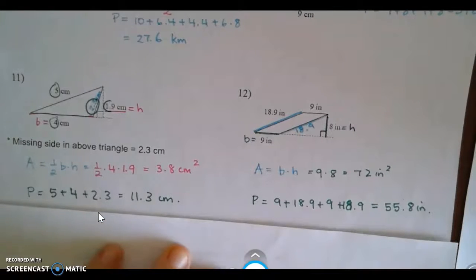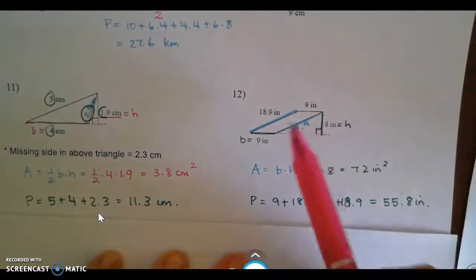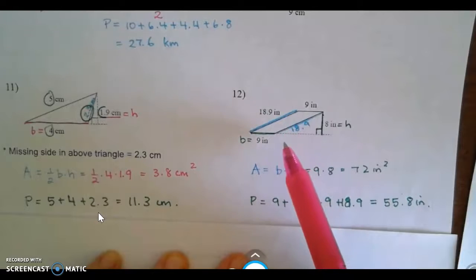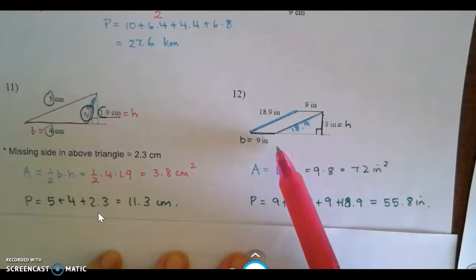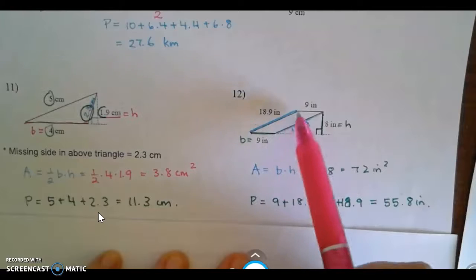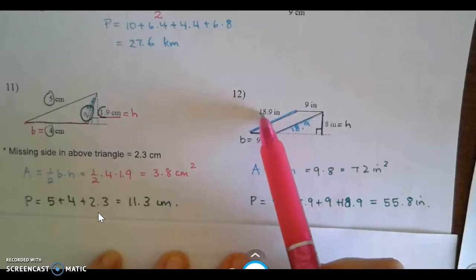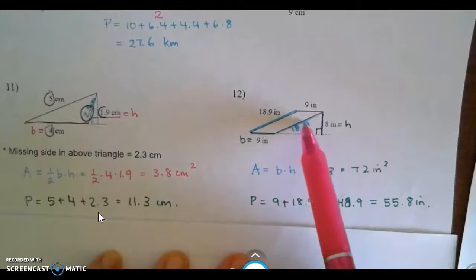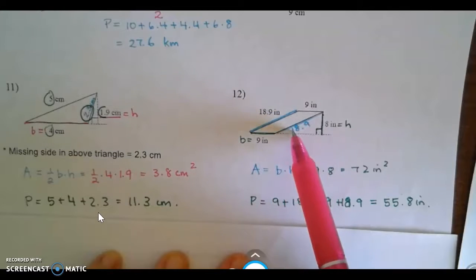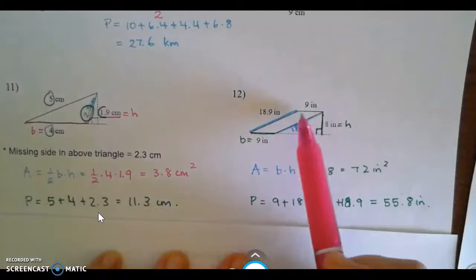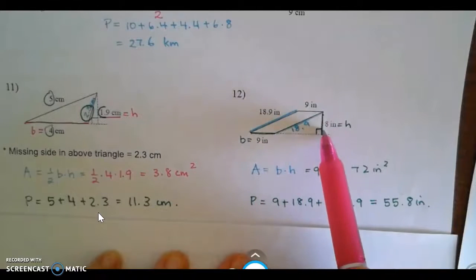Then lastly, number 12. Again, this is a parallelogram. Okay, when it's drawn like this, you might not be able to tell. But this is a parallelogram with this side and this side being opposite. And this is 18.9, which means this is also 18.9, even though it's not given. Now, what is the height of this parallelogram?